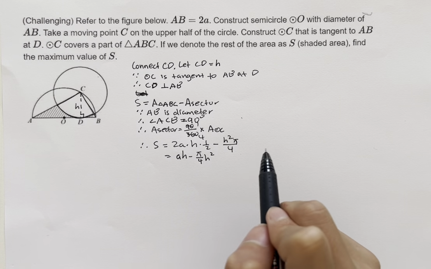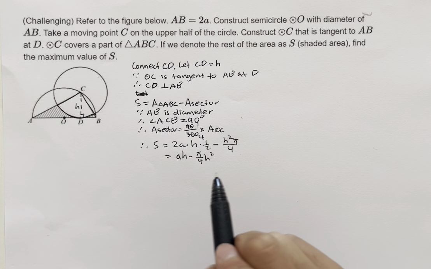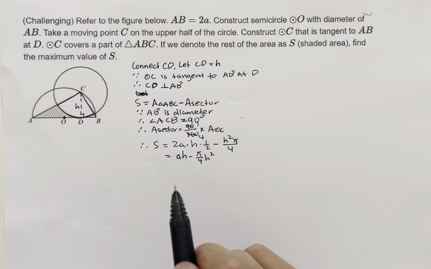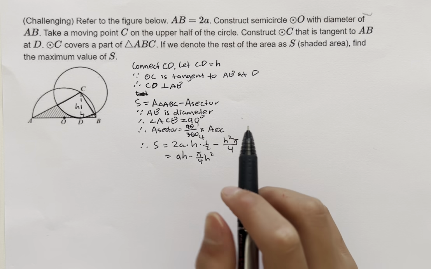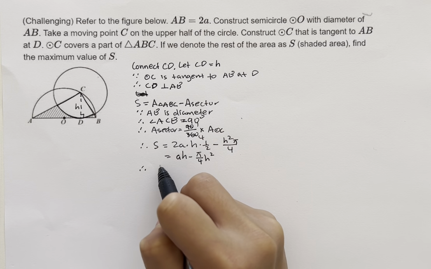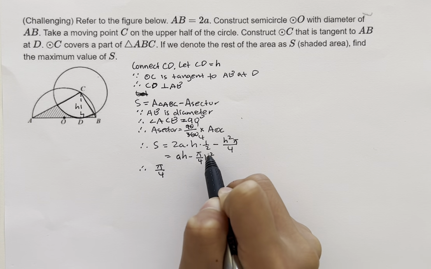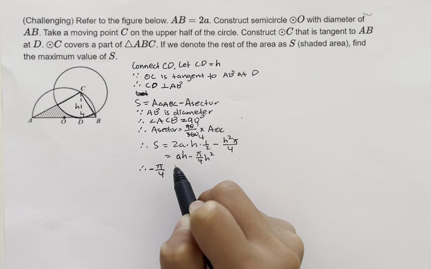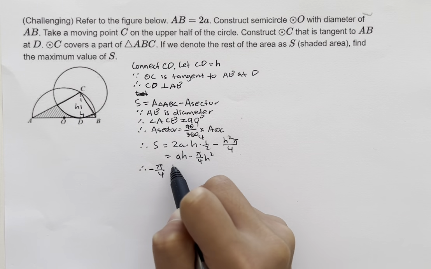And now, here's what makes this problem challenging. We will be using an algebra method called completing the square. Completing the square, basically we want to get this in a perfect square form, though there might be some leftovers. I'll tell you what I mean. So first of all, to complete the square, we have to factor out pi over 4 first, because that is the coefficient of the quadratic term, which is h squared. And this will be negative pi over 4 because we want positive h squared. And in this case, we had negative pi over 4 h squared.